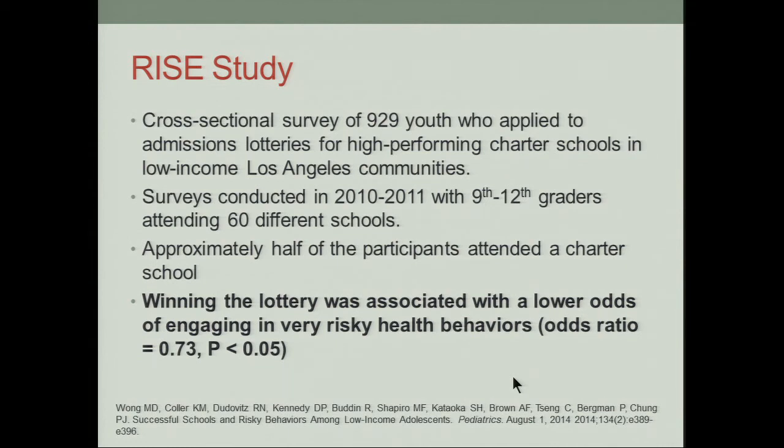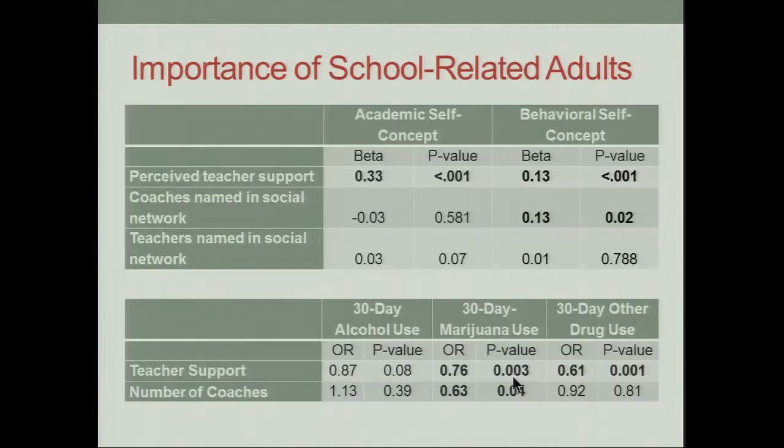Once again, winning the lottery was associated with better academic achievement, as measured by standardized test scores and school dropout. But in addition, lottery winners had lower odds of engaging in very risky behaviors like substance use, gang involvement, and risky sexual activity. And because the RISE study included measures of self-concept and participants' personal social network, we were also able to look at specific associations between social networks, self-concept, and substance use.